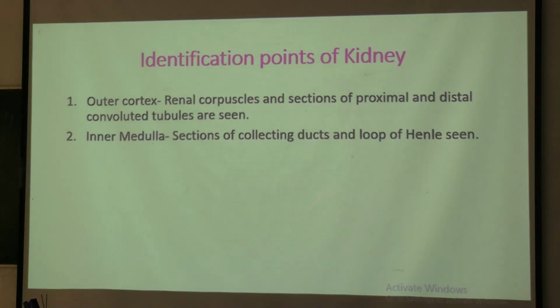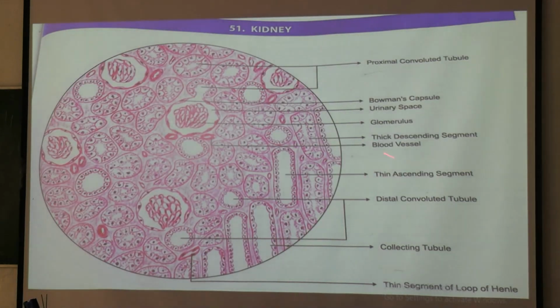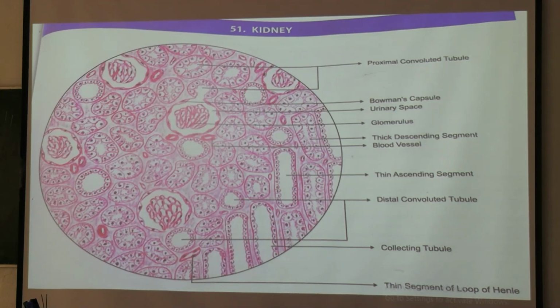So these two points you have to write down for kidney slide in your spotting, and also write down in your histology copy. Outer cortex containing renal corpuscles and sections of proximal and distal convoluted tubules are seen. Inner medulla, sections of collecting ducts and loop of Henle are seen. That's how you identify kidney slide. And this diagram you draw in your histology copy.